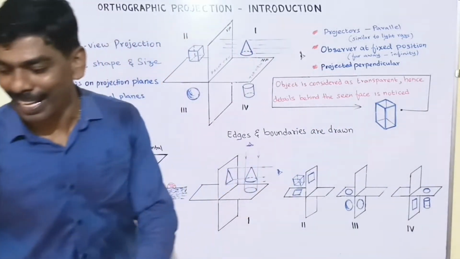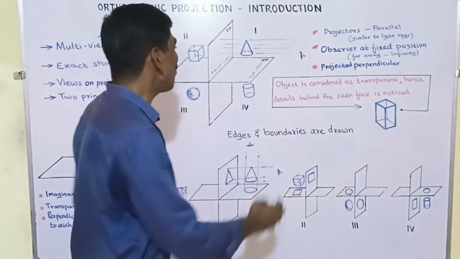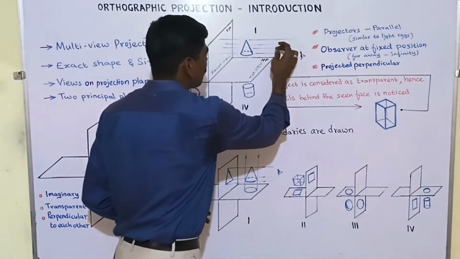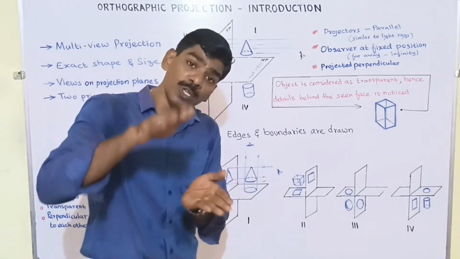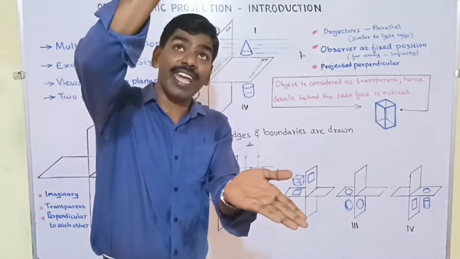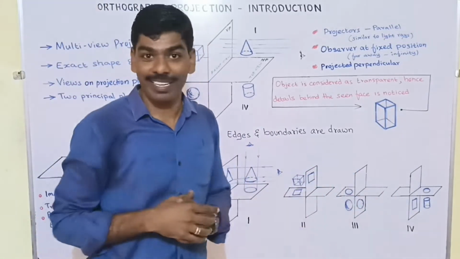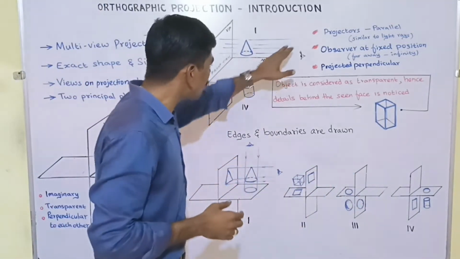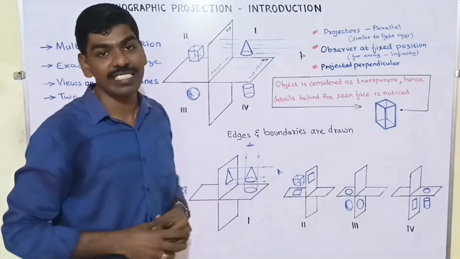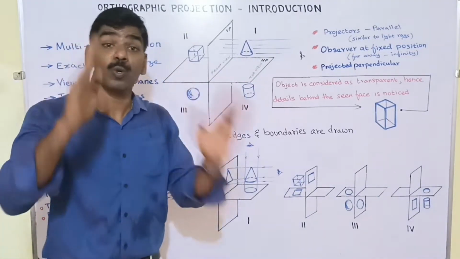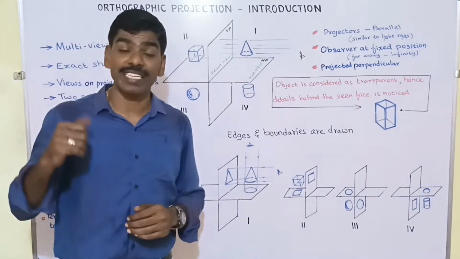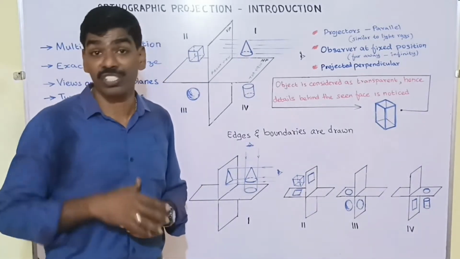Another important thing: what about the observer? If we want to look at an object, we need to be positioned at one point, right? If we look at an object from a close range, it looks like a bigger one. The projectors are somewhat like light rays. The light rays need to be parallel in order to get the true shape. Already we have stated that we get true shape and dimension, right?